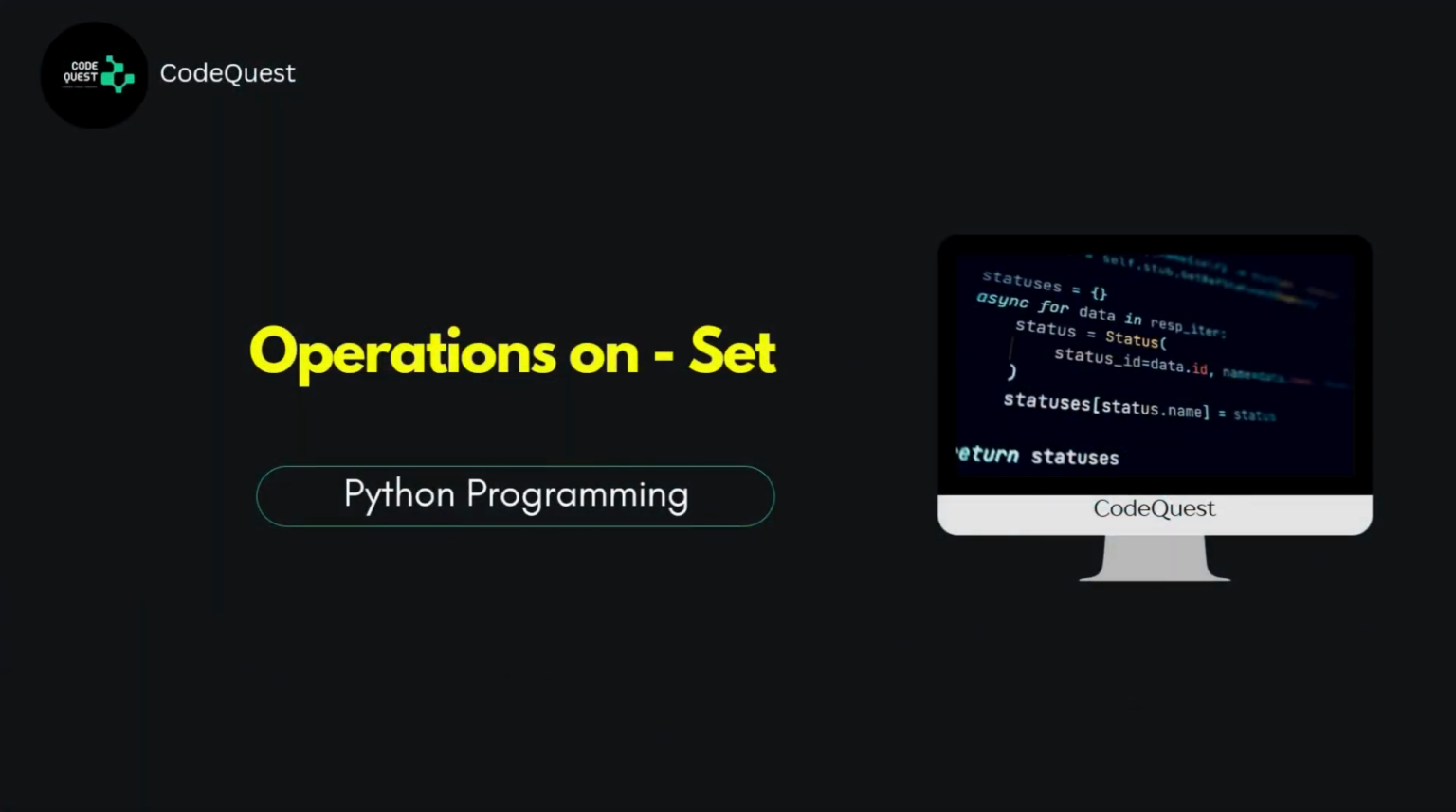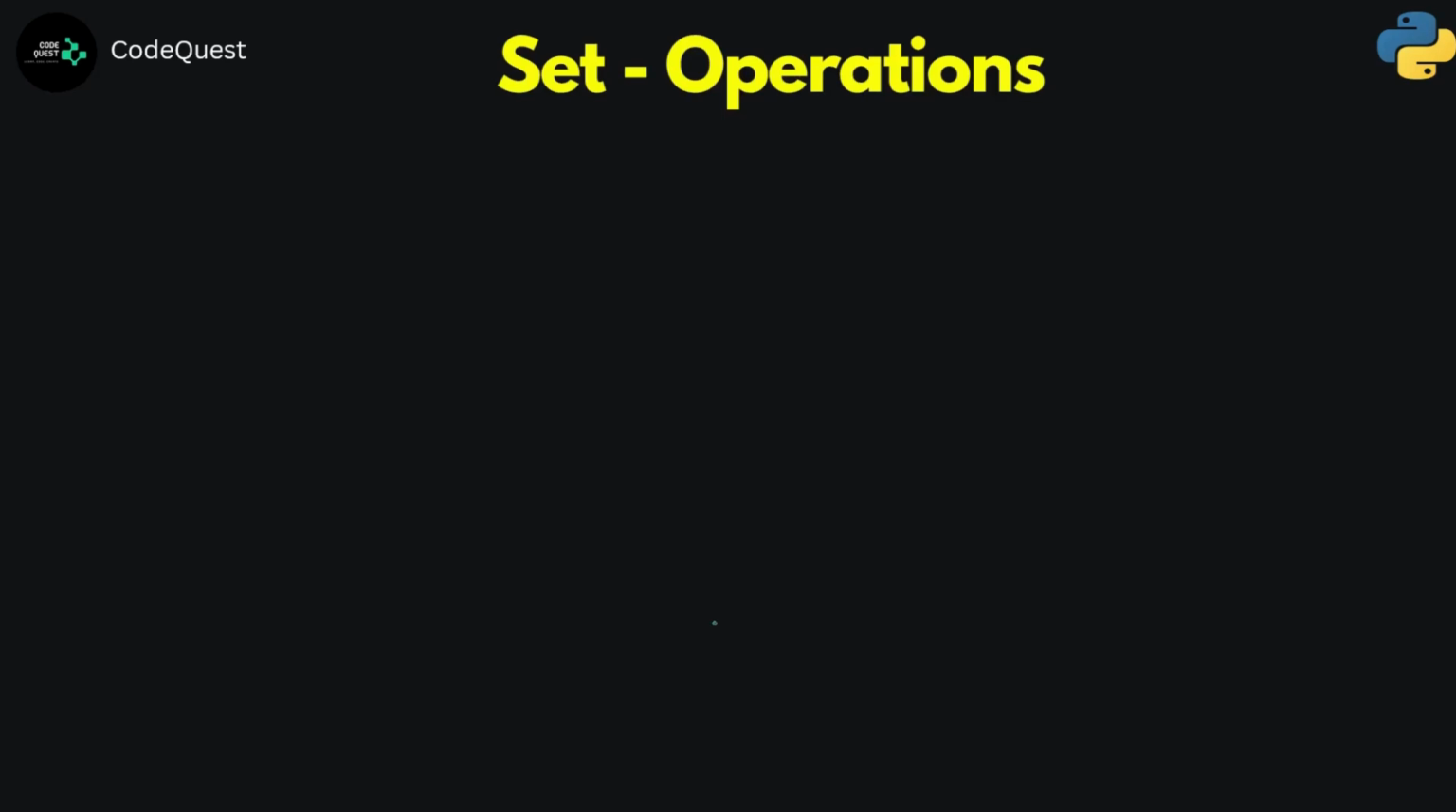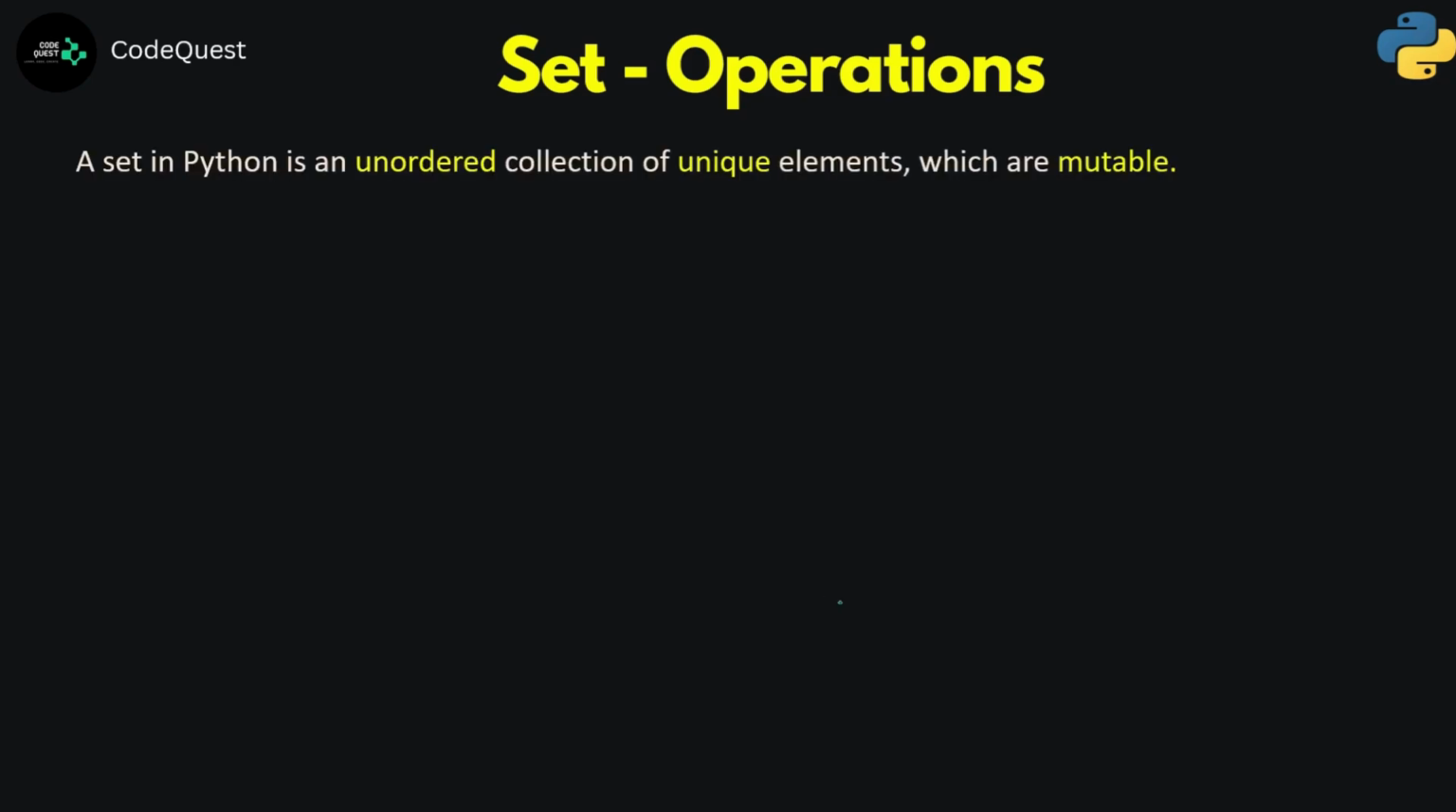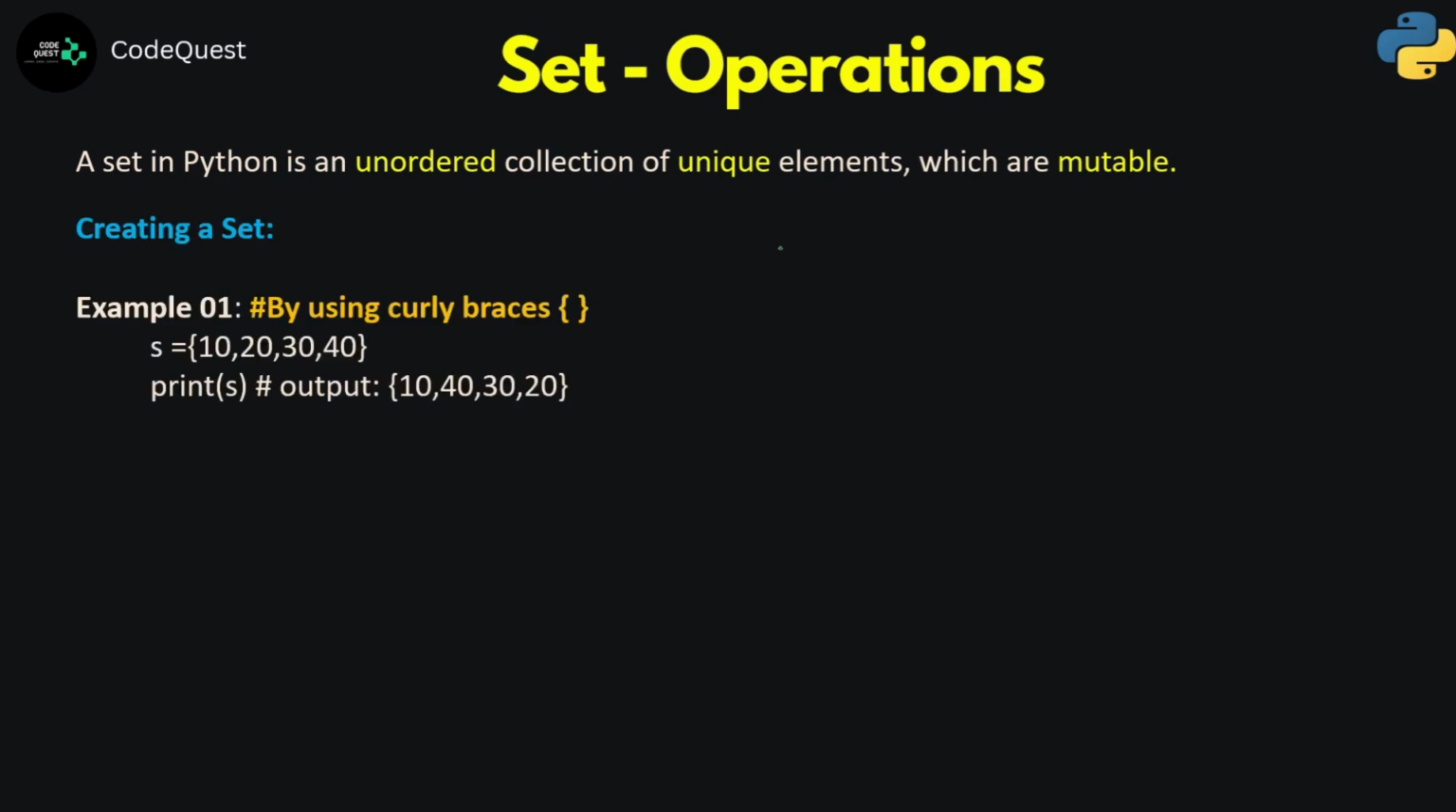So just before going into the set operations, let us first see what a set actually is and how we can create a set. A set in Python is an unordered collection of unique elements which are mutable. So there is no order being followed while a set is being created, there are no duplicate elements allowed, and it is mutable. I mean, after creation you can modify the elements as per your requirement.